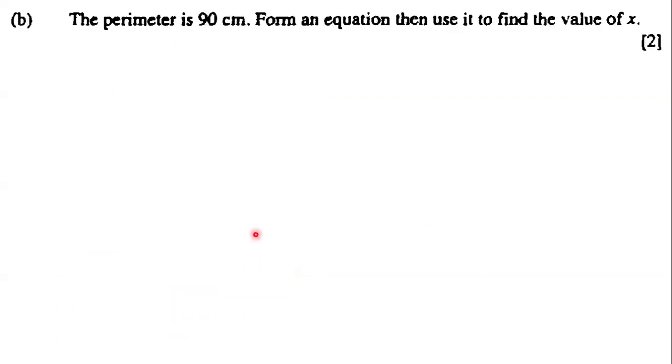The next thing we're going to do is the question states that the perimeter is 90 centimeters. You want to form an equation, then use it to find the value of x. So we're going to take the expression that we just figured out, which is the expression for the perimeter, 14x minus 8. And the numerical value of the perimeter is 90. So this is the algebraic expression for the perimeter, and this is the numerical value for the perimeter.